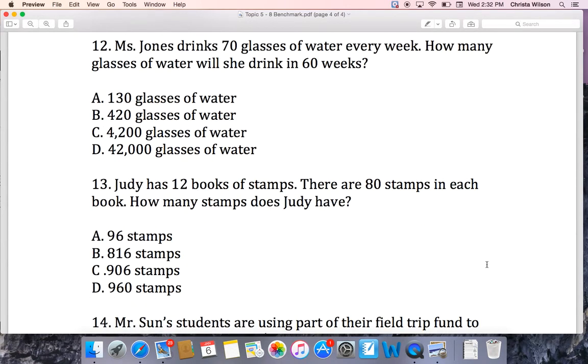Number 12. Miss Jones drinks 70 glasses of water every week. How many glasses of water will she drink in 60 weeks? A. 130 glasses of water, B. 420 glasses of water, C. 4,200 glasses of water, D. 42,000 glasses of water.